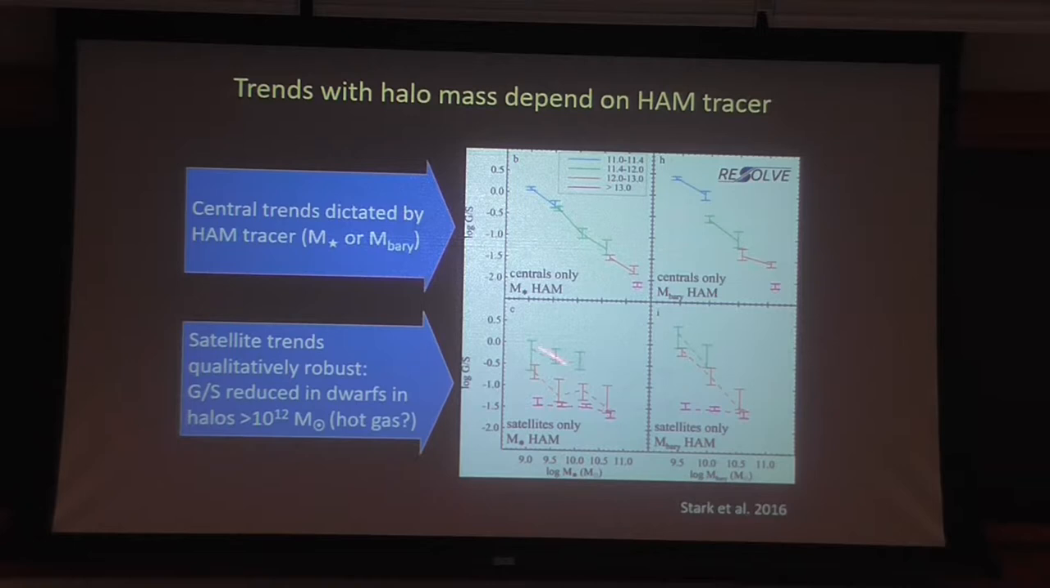Qualitatively, though, the satellite trends are not built in the same way the central trends are. So the satellite trends all show, including in the extra plot I didn't show you, all show reduced gas to stellar mass ratio as you go towards higher halo mass regimes. Now, I haven't shown the blue line because in that regime, there are almost no satellites. Remember, that's below the threshold scale, so almost all galaxies are centrals. However, I'm just going to put them now on the same plot.